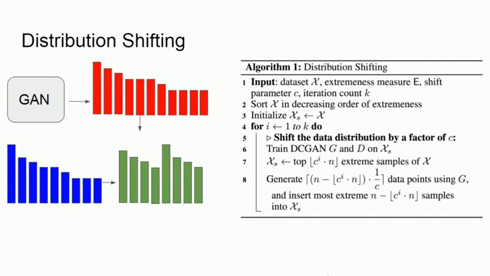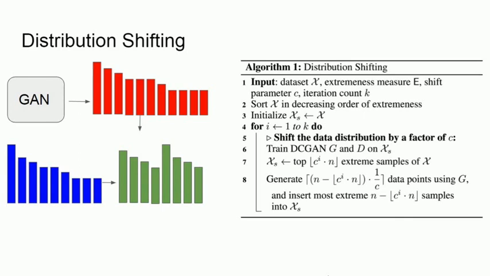The number of data points that are generated and retained are as shown in the slide. These numbers are a function of the shift parameter C, the size of the input dataset N, and the iteration number I, and they ensure that the shifted dataset is brought back to its original size.